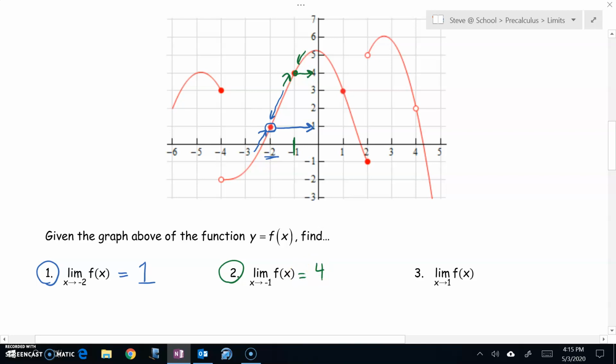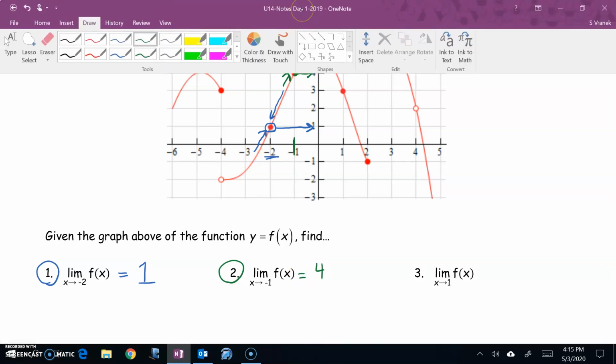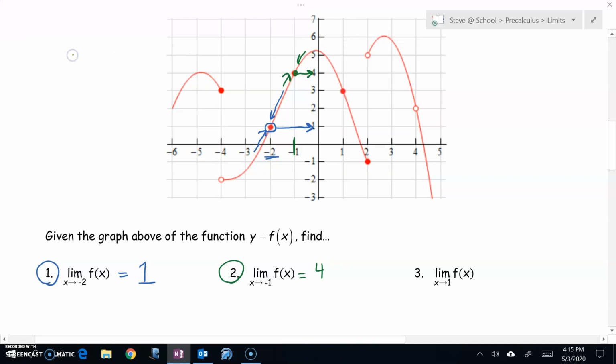Okay, let's try another one. Let's use, I don't know, what color have we not used? Orange. Now we're going to approach 1. Well, here's 1. So I go and find where the graph kind of is at 1. And as I go from both sides, I'm pinching towards that point, and the y value that it's pinching at is 3. So the limit of the graph as you're approaching an x value of 1 is a y value of 3.